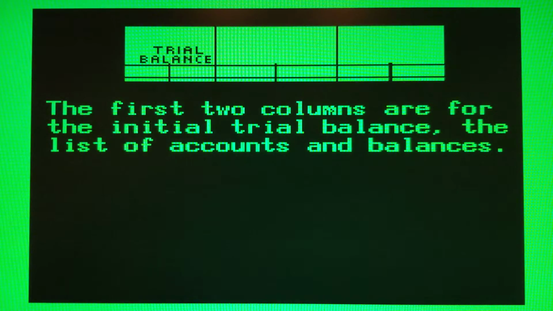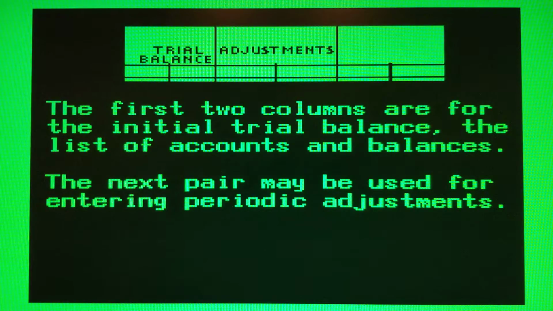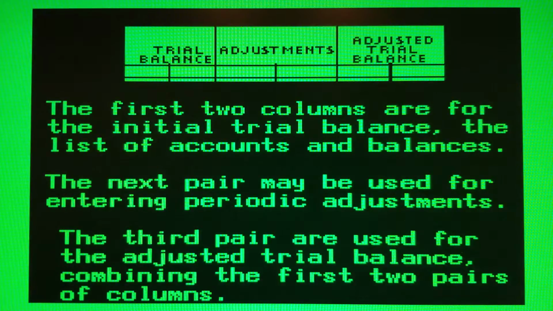The first two columns of the worksheet are for the initial trial balance, the list of accounts and balances. Errors are checked and corrected at this point. Then the next pair of columns may be used for entering periodic adjustments such as depreciation, with a third pair used for the adjusted trial balance, combining the first two pairs of columns.